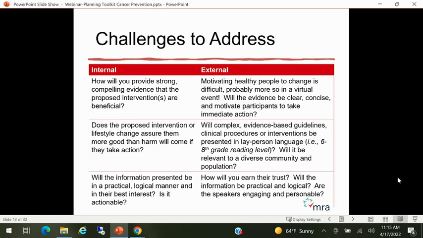Does the proposed intervention or lifestyle change assure them that they're going to receive more benefit than harm? No one certainly wants to do something if it's not needed or if there's not some sort of appreciable value at the end. So when we look at that externally as part of your content, how are you going to address the complex evidence-based guidelines? We all know that they're difficult, or the standards are even difficult for us to understand, but clinical procedures or interventions, how are you going to present that in layperson language?